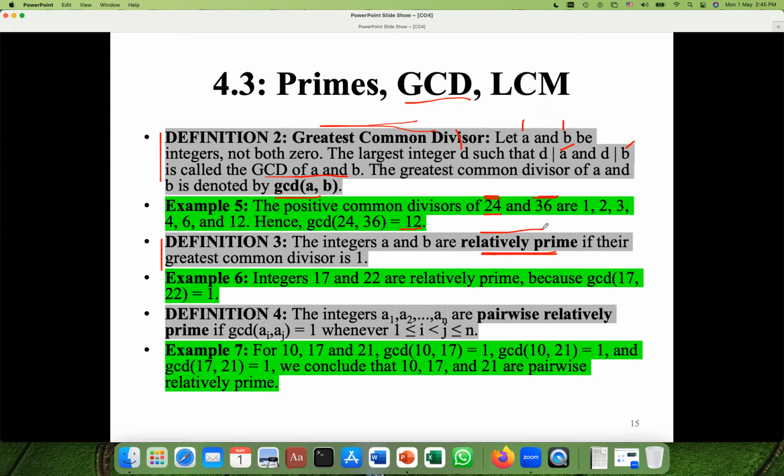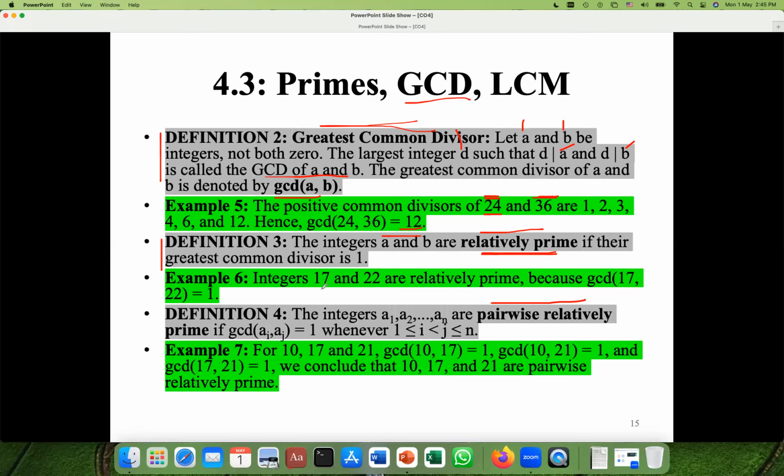If you are given two numbers or more than two numbers, here this is the simple definition, so it's two numbers. Sometimes the other extended concept is pairwise relatively prime, where you have more than two numbers. In definition 3, you have only two numbers, A and B, and you have to find whether they are relatively prime. Then you have to find their GCD. If their GCD is only 1, then they are called relatively prime.